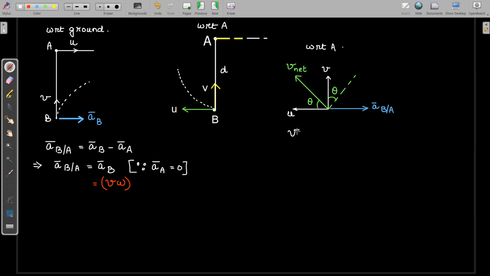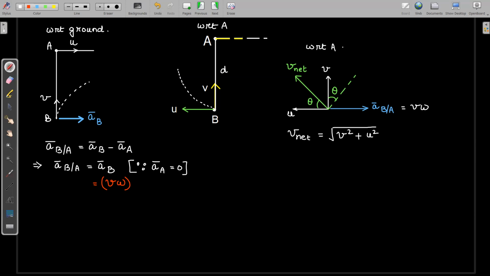The net velocity of B with respect to A at this instant t equal to 0 is the resultant of v and u, which are perpendicular to each other. So we can write the net speed as the square root of v squared plus u squared. And the acceleration of B with respect to A, or with respect to the ground, is the same, and it is in the rightward direction. We know its value is v times omega.